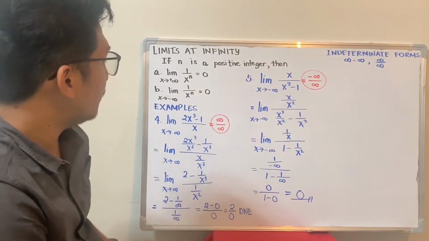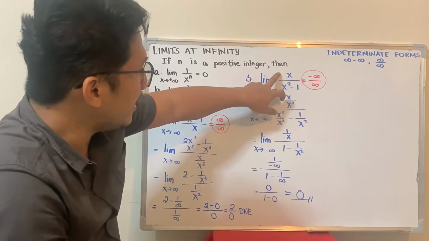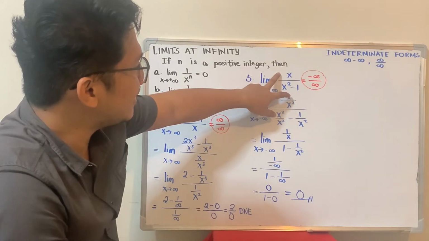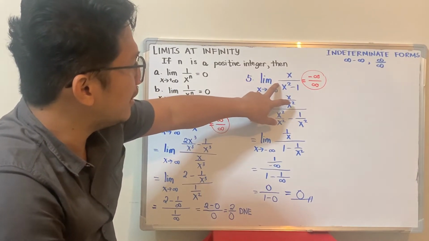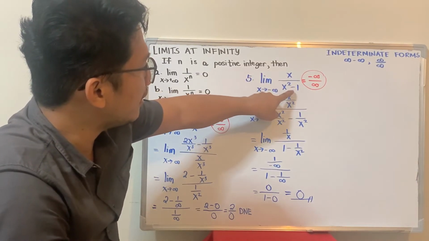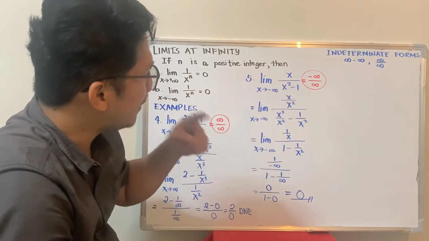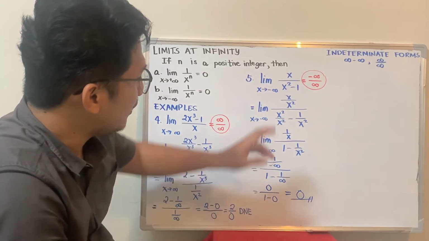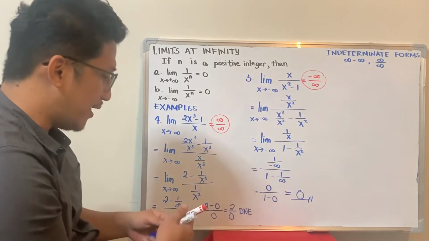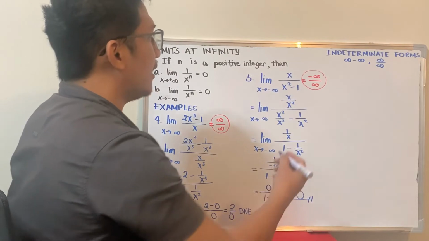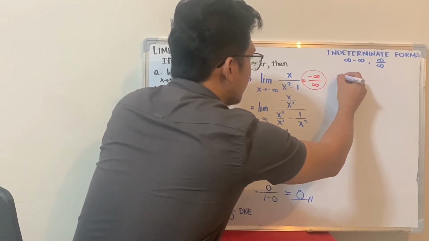If it is the reverse, if the degree in the numerator is less than the degree in the denominator, meaning the numerator's degree is 1 and the denominator's is 2, then the result is always 0. Let me add the last example from earlier. So that's another example, number 6.